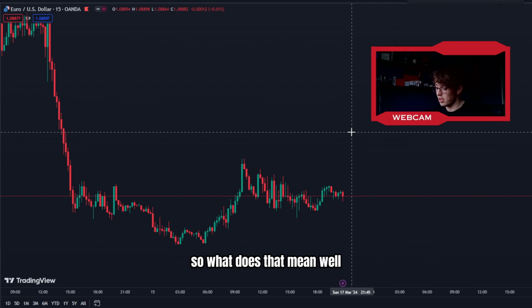So what does that mean? Well, if you see a large buy order coming in, this is going to push the price of the market upwards, because as their order gets filled, the sell price is going to be higher that they get filled at. And yeah, this is essentially how the market moves. Now, once you understand that, you can start to understand how volume works.